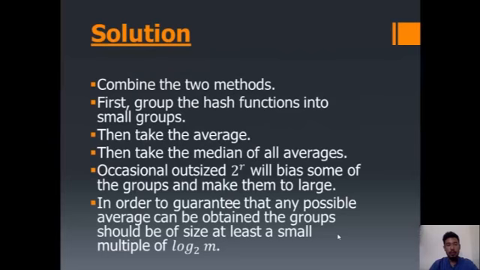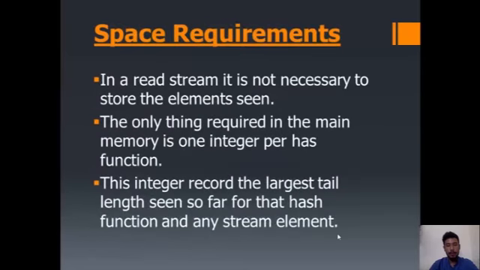So to solve both problems, we have to combine both methods, that is, the Flajolet-Martin algorithm and the combining of estimates. We first group the hash functions into small groups, then take the average within each group, then take the median of all the averages. An occasional outsized 2 to the power R will bias some of the groups and make them too large. In order to guarantee that any possible average can be obtained, the groups should be sized at least a small multiple of log base 2 of m.